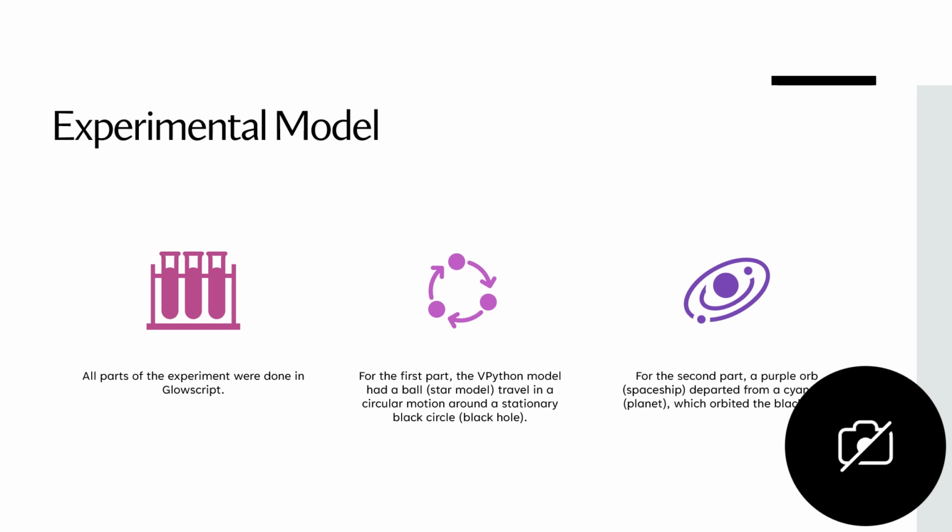So for this experiment, everything was done in GlowScript. For the first part, the VPython model had a ball, which modeled the star, travel in motion around a stationary black circle to model the black hole. For the second part, a purple ball, representing the spaceship, departed from a cyan ball, which represented the planet, and orbited the black hole.